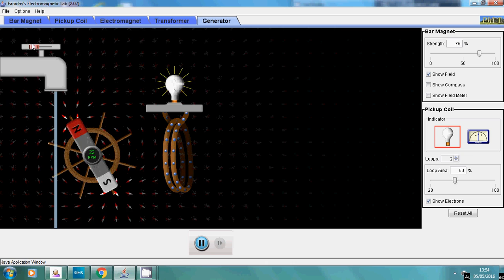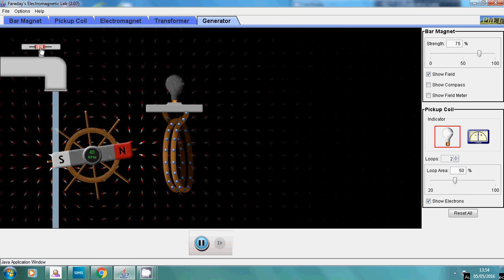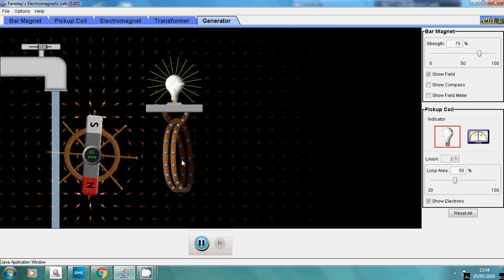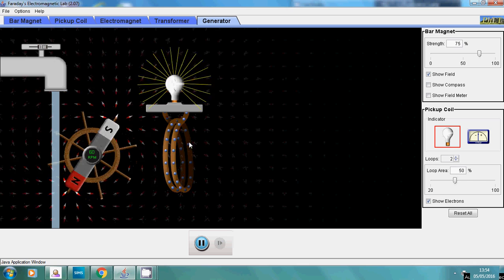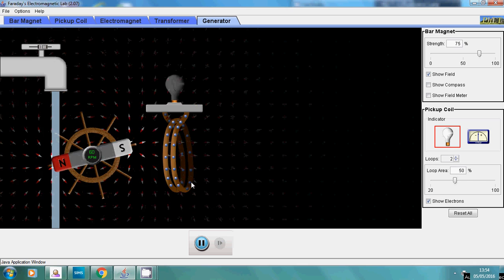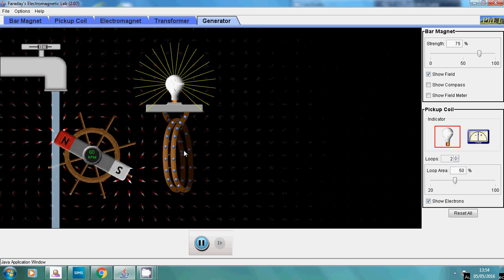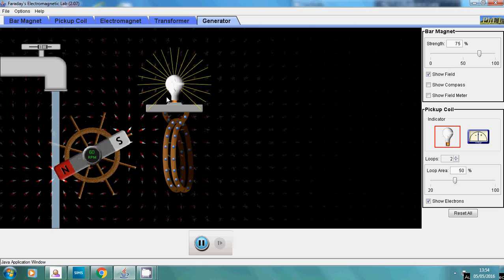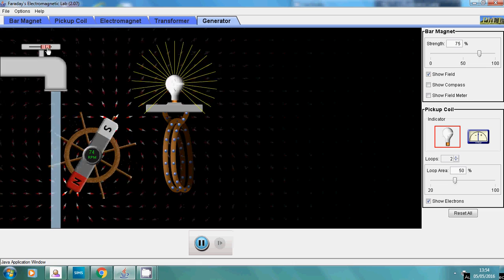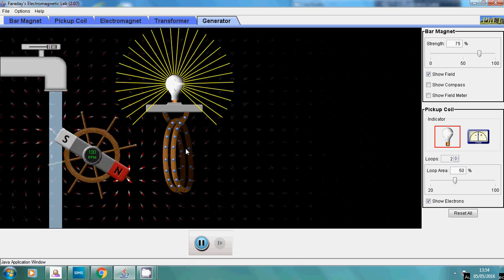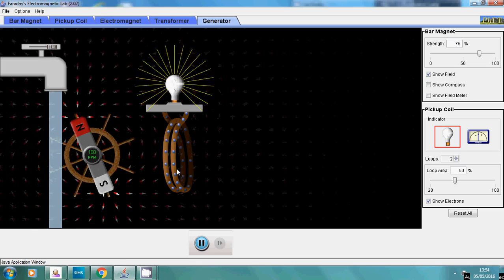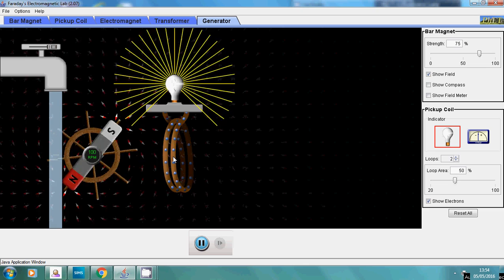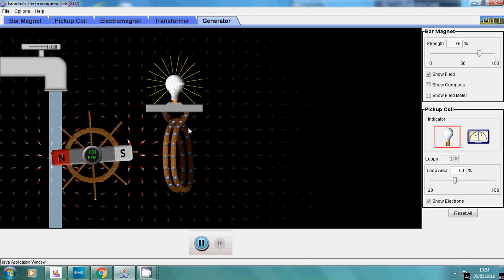The faster I spin the magnet, the higher the rate of change of magnetic flux density, or magnetic flux, inside the coil, the higher the EMF induced, and in that case, the more current you've got, the brighter your bulb is. So as I spin it even faster, the rate of change has increased, so the frequency of the generated electricity has increased, but so too has the EMF.